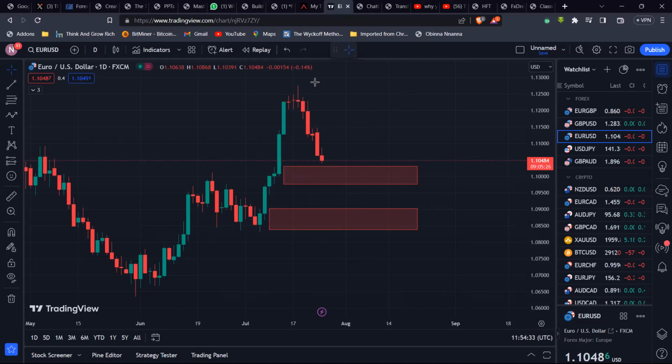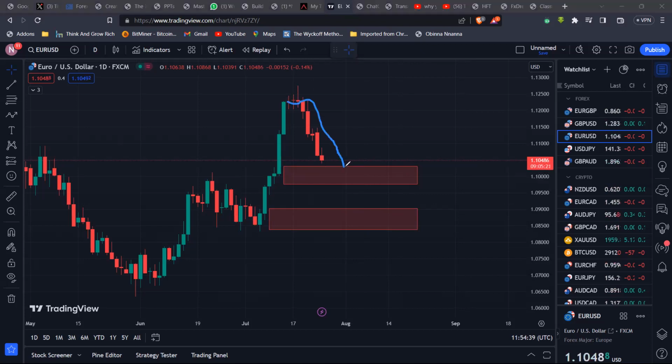But for now, I'm not trying to sell. I never tried to sell into this area. I'm not trying to sell into this area either. I'm just waiting for the move upwards. So if price drops into this area, we get confirmation, I'll look to buy that.